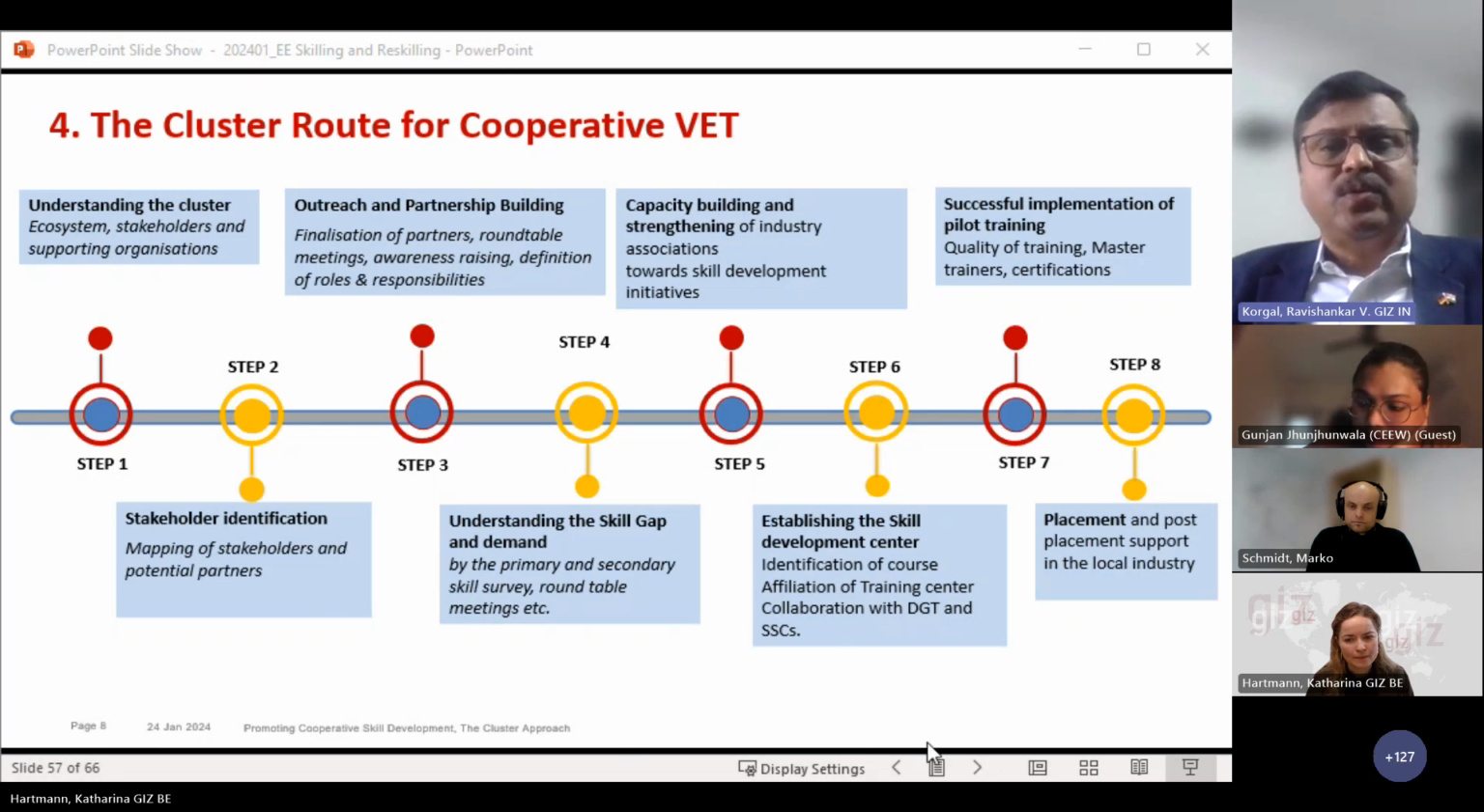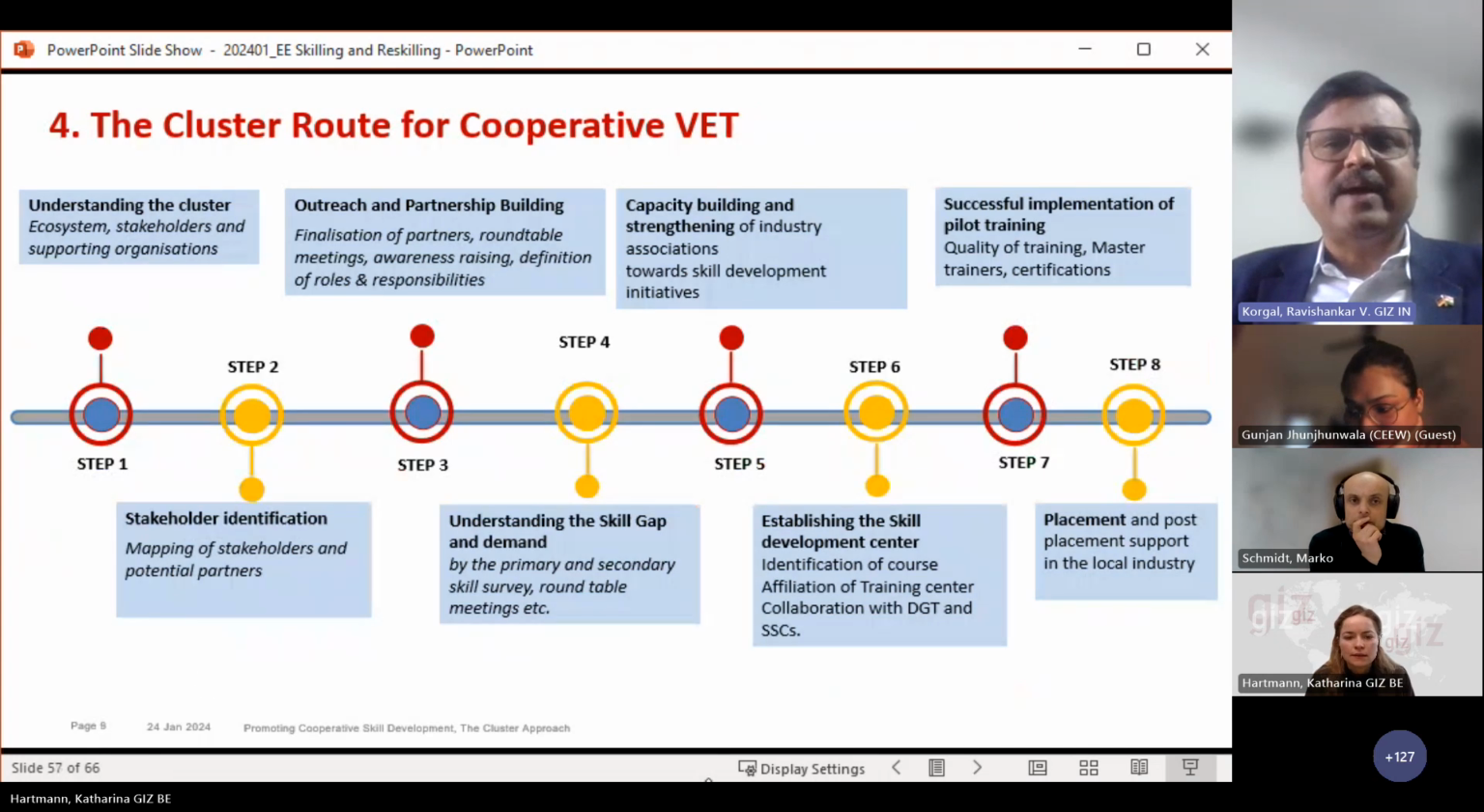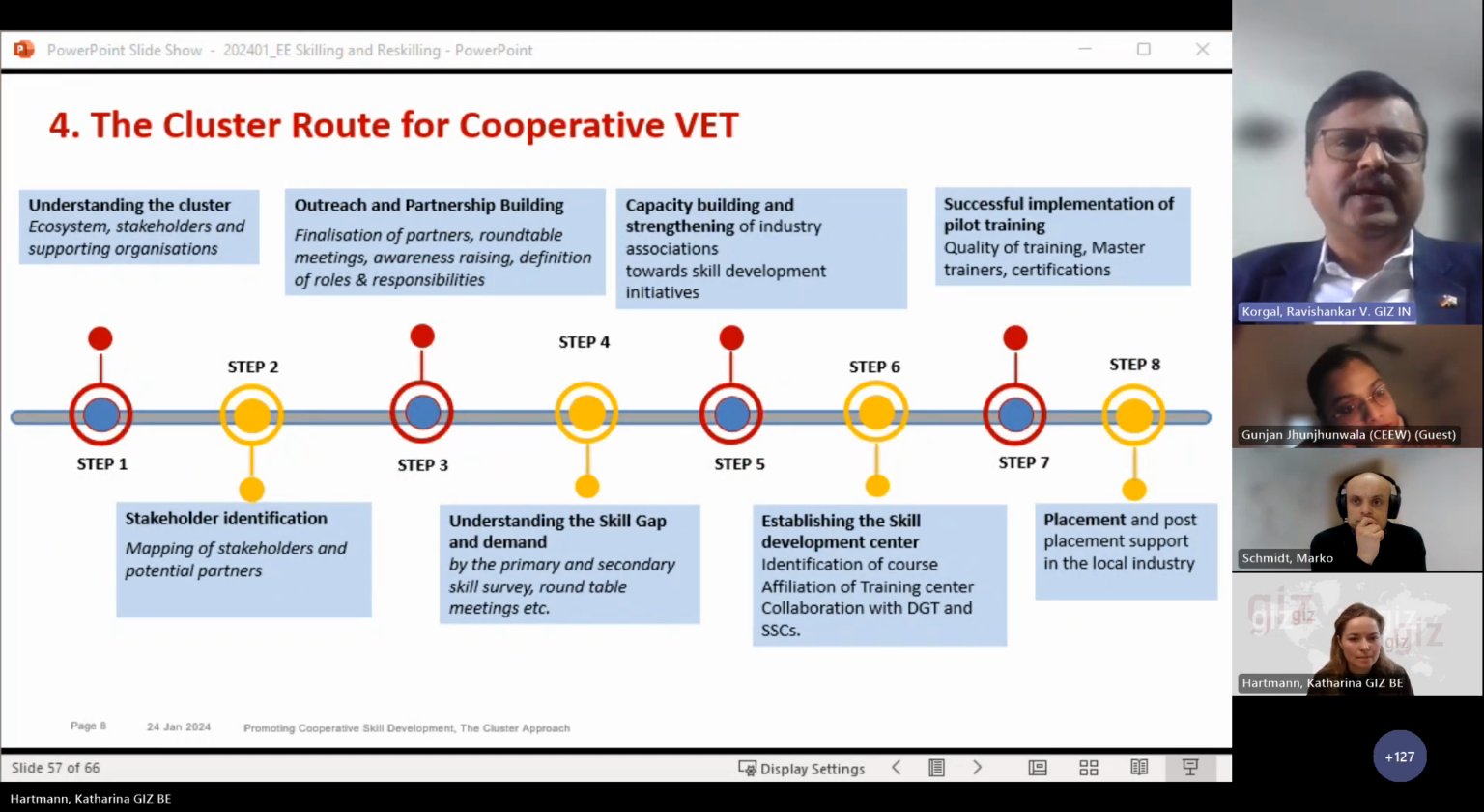The first program we conducted was the CNC programming and operator program. It went on for up to 15 months. It was a dual program, where initially the basic theory training was conducted at one of the industry training centers. Then they went on, sorry, to apprenticeship.